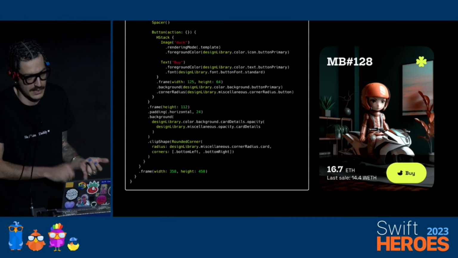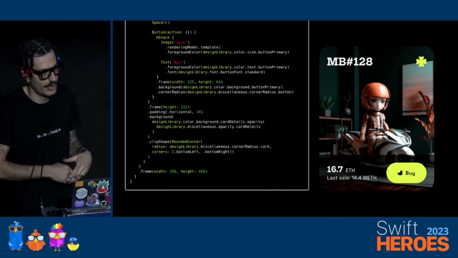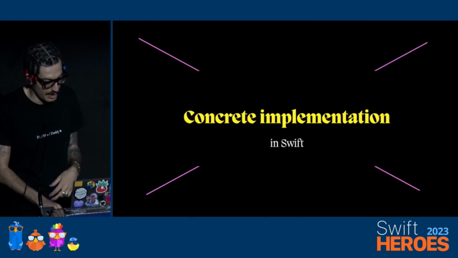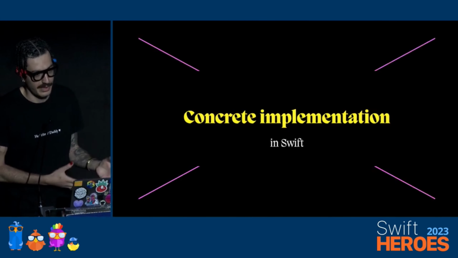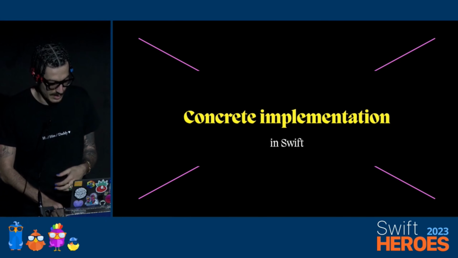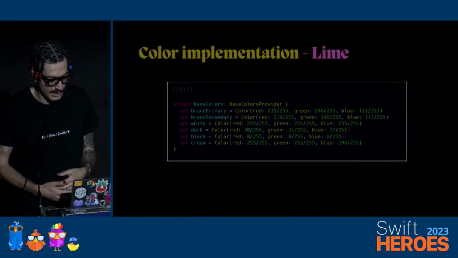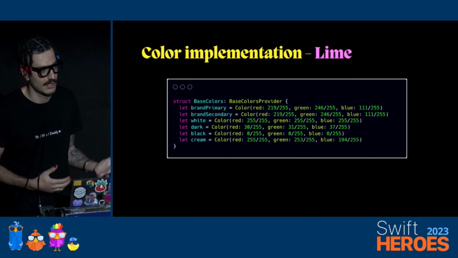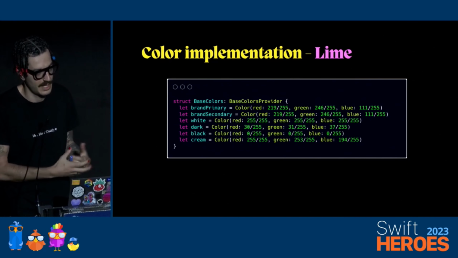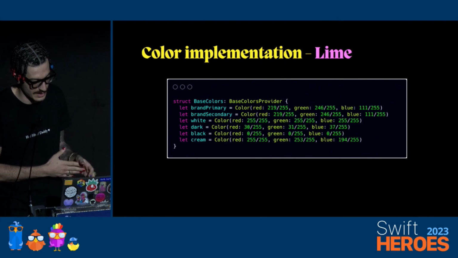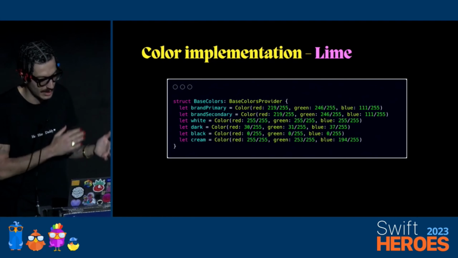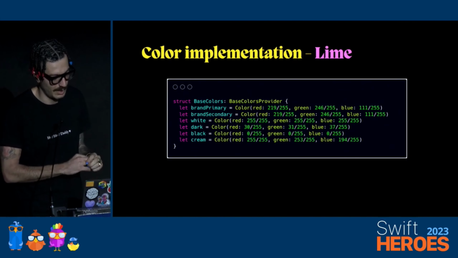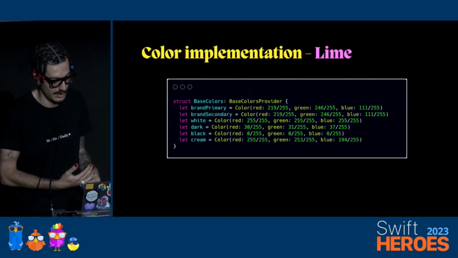But as long as it's corner radius being changed, colors, or anything really that has to do with designs, we don't have to worry about it at all. So let's go and see the actual implementation inside of Swift. If we take the Lime library that Vale showed us before, we start off with the base colors. These are the concrete raw colors that we have inside of our application. So we have the brand primary, brand secondary, white, dark, black, and cream. These are the lowest level elements that we have inside of our library.